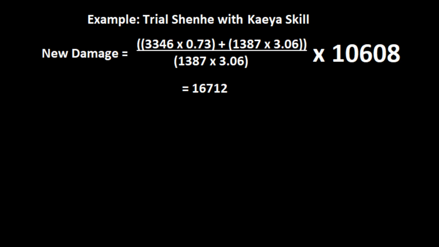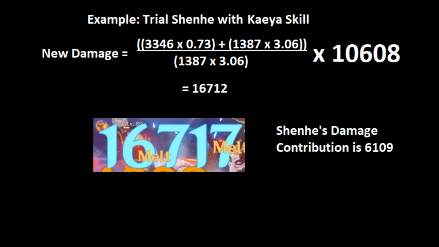Now we'll plug all these numbers into the equation, and we'll get the new damage buffed by Shenhe should be 16,712. And if we take a look in game, we'll see that it's actually 16,717, and this is because the numbers that the game tells us for the attack and talents aren't exact. There's a little bit of rounding. Nothing we can do about that. If we take the damage that we ended up with and the damage that we originally had, we'll see that Shenhe's damage contribution is 6,109.